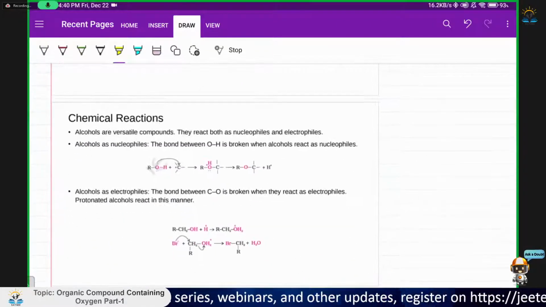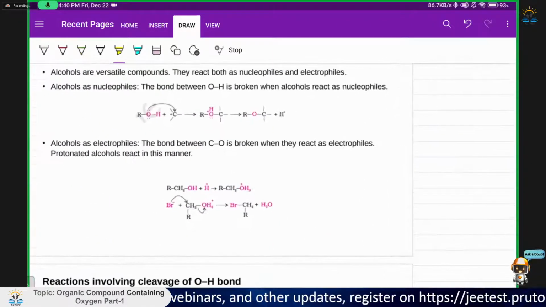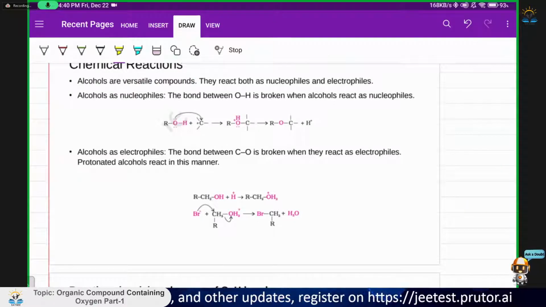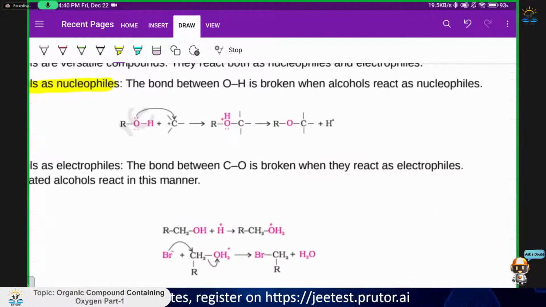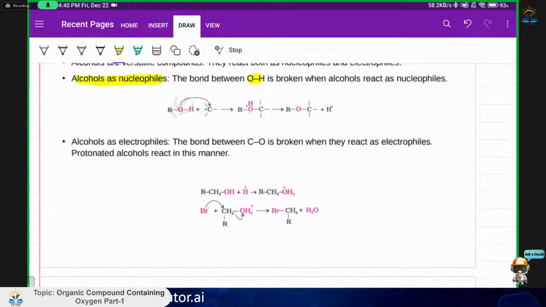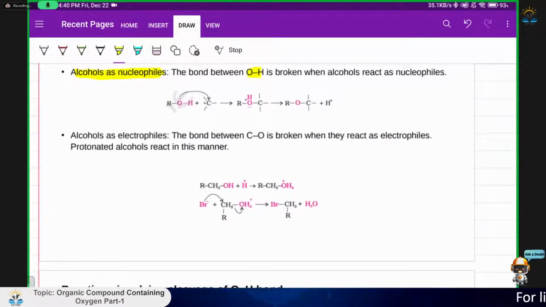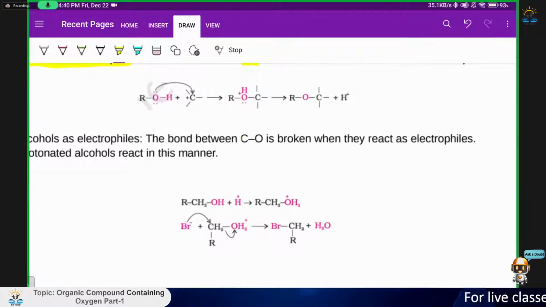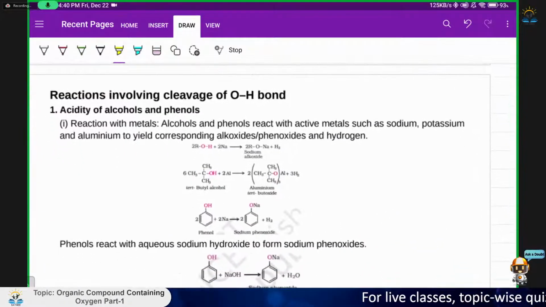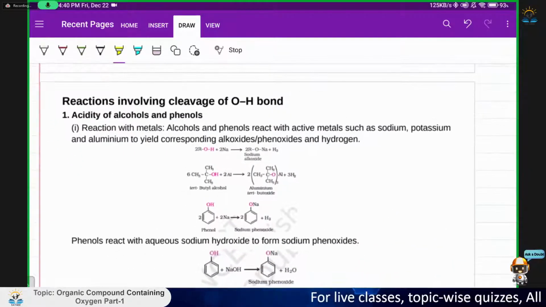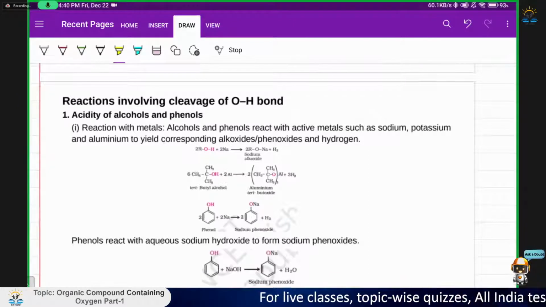Now chemical reactions. Alcohols are versatile compounds. They react both as nucleophile and electrophile. When the oxygen hydrogen bond of the hydroxyl group is broken, they act as nucleophiles. When the carbon oxygen bond of the alcohol is broken, they act as electrophile. So first we will see reactions involving cleavage of the oxygen hydrogen bond, or when alcohols act as nucleophiles.